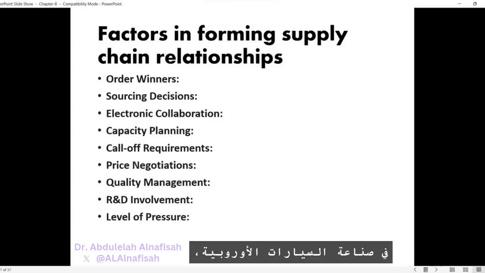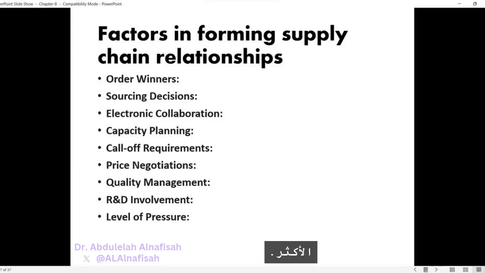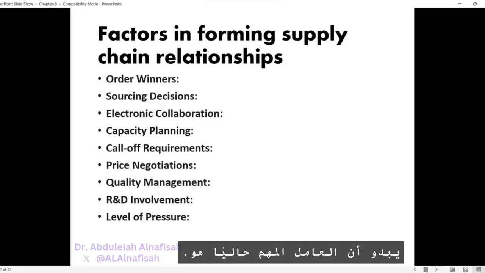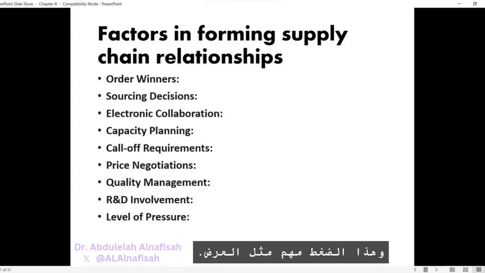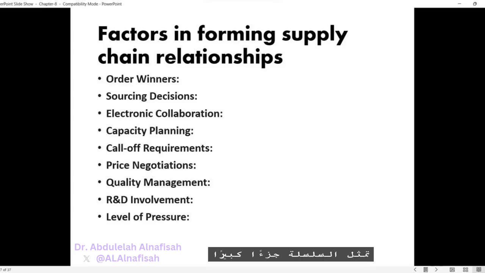In the European automotive industry, the most significant factor currently appears to be the level of pressure on suppliers for cost reduction due to overcapacity among assemblers. This pressure is significant as the supply chain accounts for a substantial portion of assembler costs.